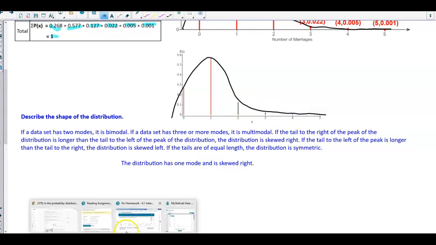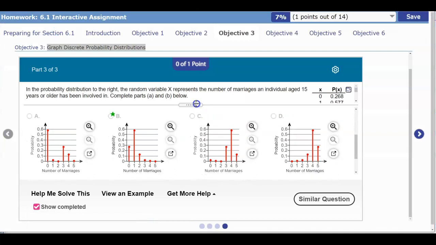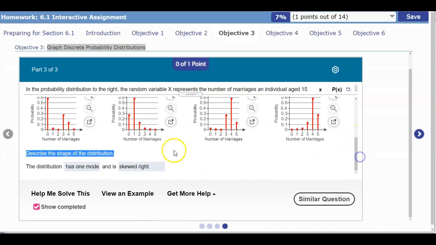And let's verify our result. There's our graph B, and we can see that the shape of the distribution has one mode and is skewed right.